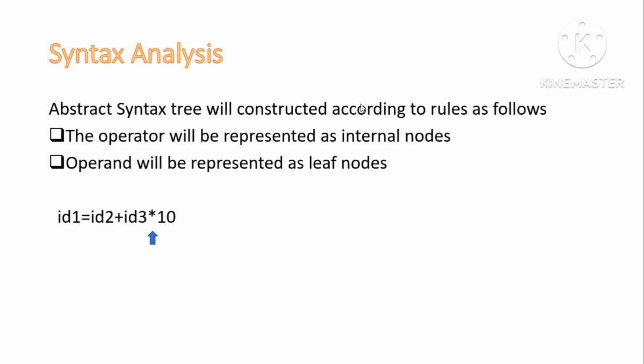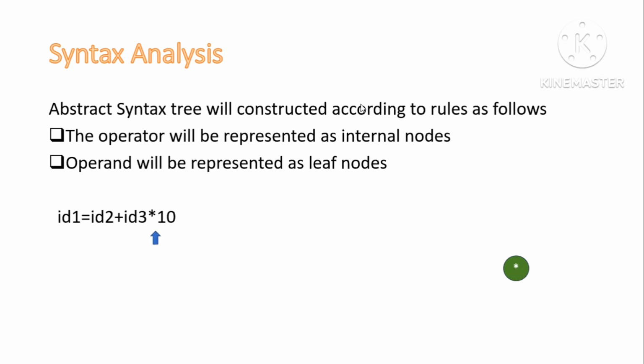Now, when we try to construct an abstract syntax tree, normally the precedence has to be followed. Here, star has a higher precedence compared to plus and equal to. So we will start constructing from the precedence order. Since star has the higher precedence, we move the pointer to star here. Star is an operator, so it is represented as an internal node.